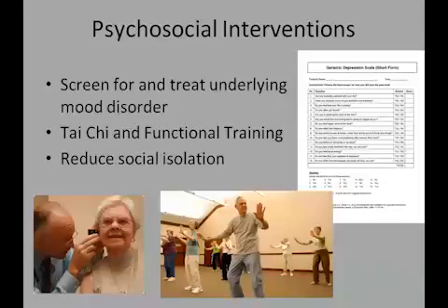Psychosocial interventions include screening for and treating underlying mood disorders using a geriatric depression scale, which is seen up in the right-hand corner there. I think the short form, the 15 question, is sufficient for screening. Tai Chi and functional training can be helpful for balance and strength. It can also be helpful for socializing these individuals, as we think that can increase socialization, an important contributor to helping treat frailty.